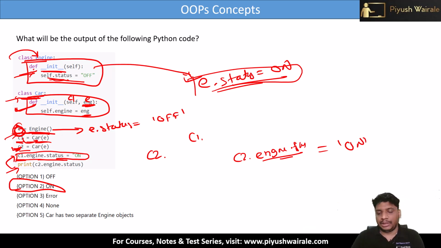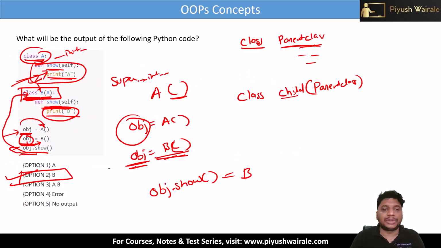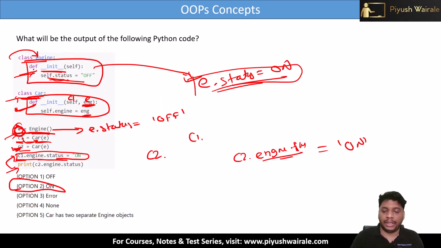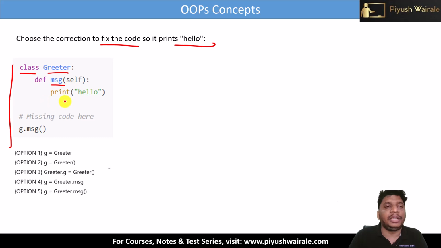Okay, let's try to solve the next question. Now, up till now, we have discussed three questions which are based on the output of the code. Here, we need to fix the code so that it prints hello. Okay, so choose the correction to fix the code so it prints hello here. So again, we have one class that is basically Greeter. So we are defining one function, message(self), then print hello.